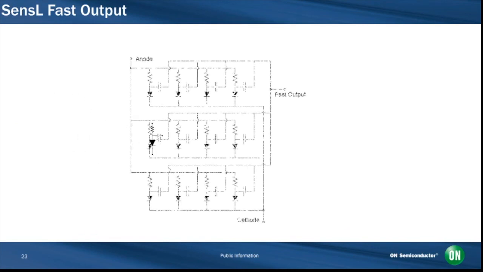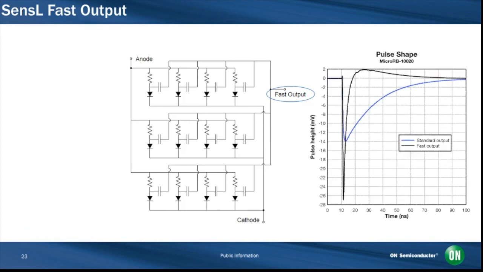SensL SiPMs therefore have a third terminal for this fast output. And like the anode-cathode output, it's formed from the sum of all microcells, so the pulse height is also proportional to the number of triggered microcells. The plot here shows a typical output pulse from the fast output compared to one from the standard output from the anode-cathode line. The fast output signal is particularly suited to fast timing measurements, using the ability to clearly distinguish the arrival time of the first photon in the pulse.